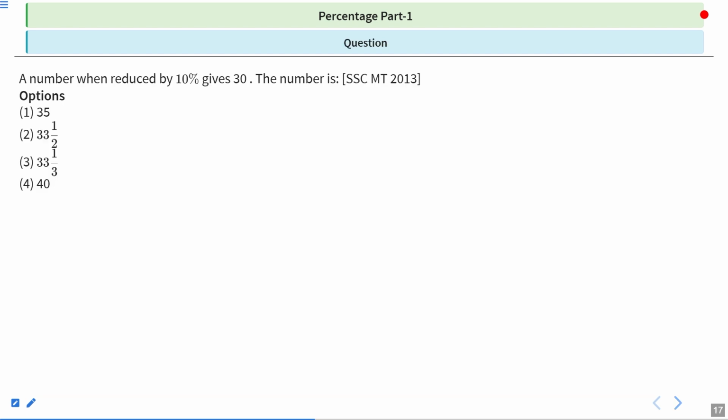A number when reduced by 10% gives 30. The number is, and this question was asked in SSC MTS 2013 exam. Now there are four options. A is 35, second is 33 and 1 by 2, third is 33 and 1 by 3, and fourth one is 40. Now you have 10 seconds to solve this question. Your time starts now.